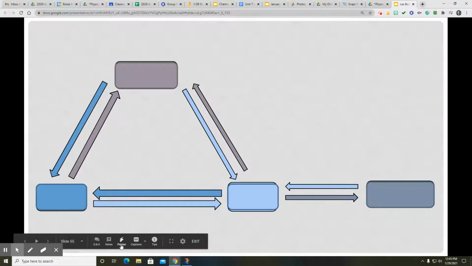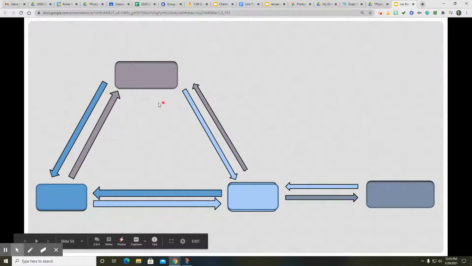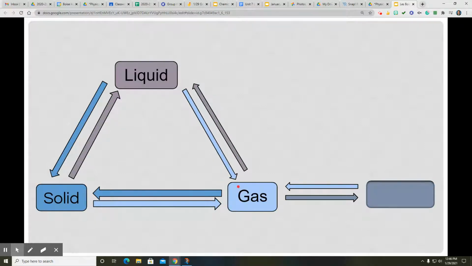All right, so this is a quick note set on changes of state. And first we need to identify our three states of matter that we will discuss mostly in terms of changes of state. So we have a solid, a liquid, and a gas. When you go from a solid to a liquid, the vocabulary term is melting.